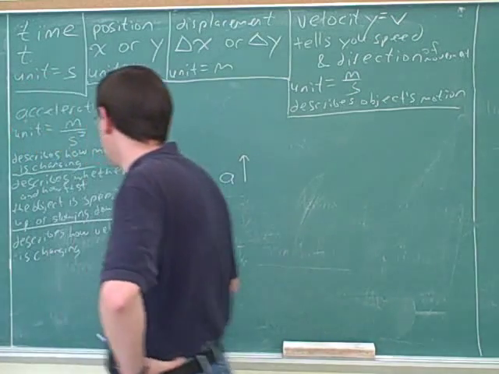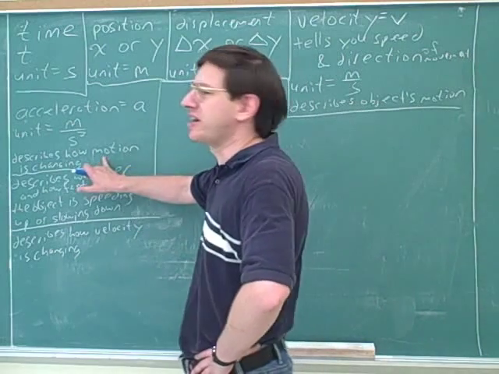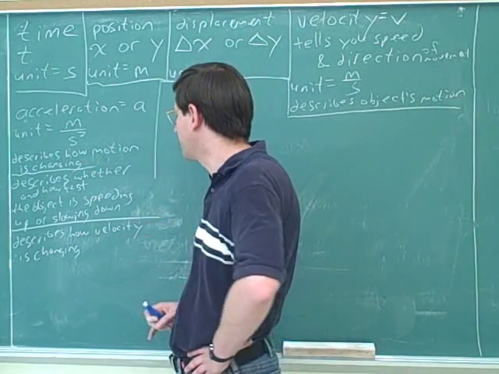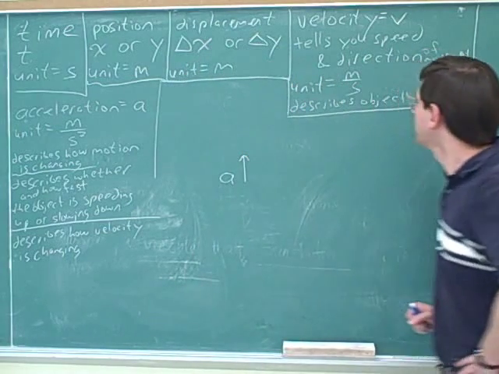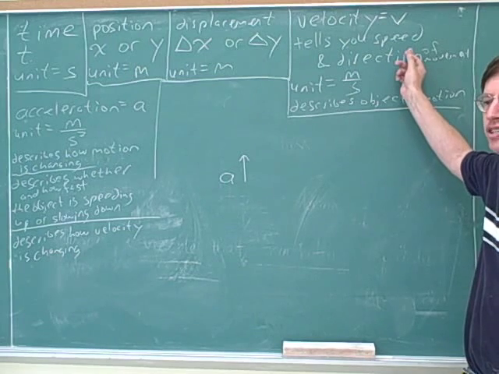The acceleration describes how the velocity is changing. That's what we said here, after all. The velocity is the motion. So if you're describing how the motion is changing, you're describing how the velocity is changing. So theoretically, the acceleration could tell you how the speed is changing or how the direction of movement is changing.